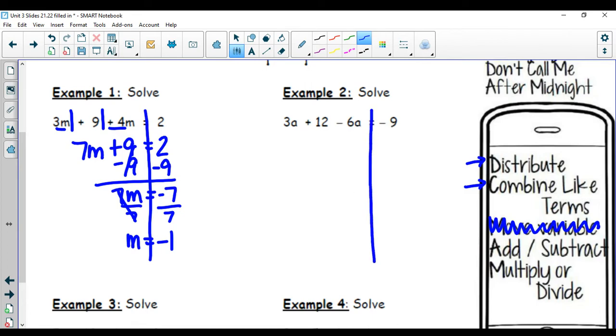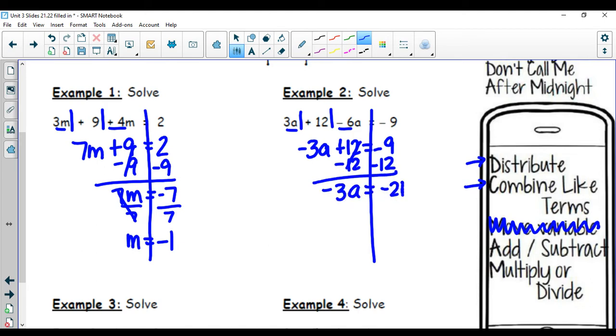In example number 2, 3a plus 12 minus 6a. So 3a and minus 6a come together to give me negative 3a plus 12 equals a negative 9. I'm going to go ahead and subtract 12 on both sides. And I'm going to have negative 3a equals negative 21. Divide by negative 3 on both sides. That'll give me a. And negative 21 divided by negative 3 is positive 7.